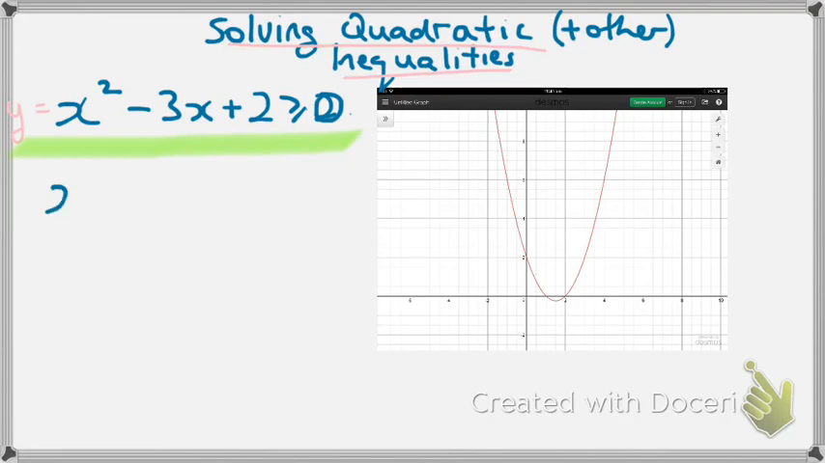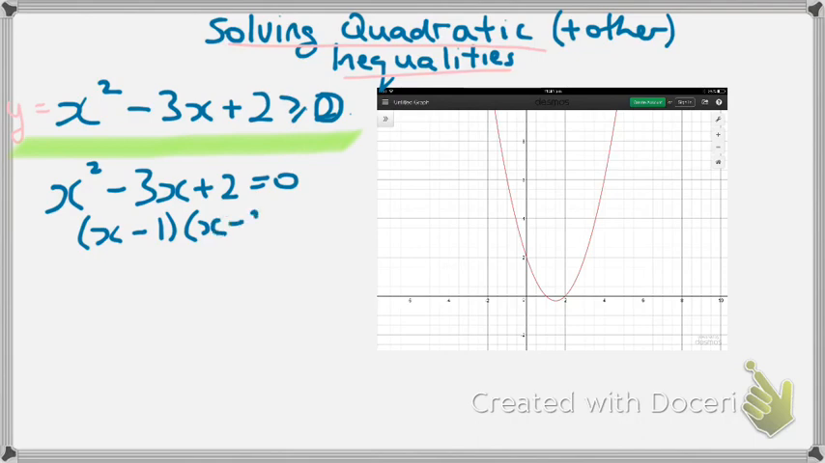So we say, alright, when does x squared minus 3x plus 2 equal 0? And we solve that as usual. The reason we do this is basically because it always works.